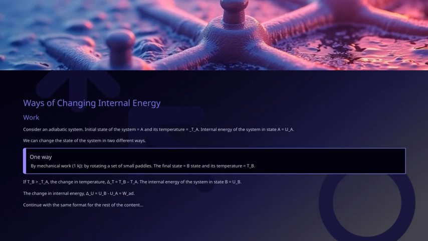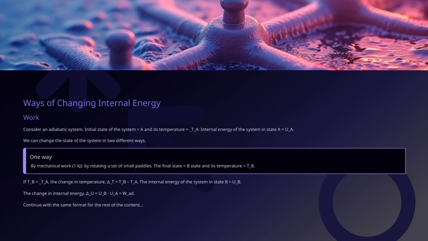Let's look at how the change in internal energy works. The change, denoted as delta U, is simply the difference between the internal energy at state B and state A. So, delta U equals UB minus UA, and in an adiabatic process, this change is equal to the work done on the system, W_ad. Now, if the temperature at state B, TB, is greater than at state A, TA, then the temperature change, delta T, is TB minus TA. This temperature change reflects the energy added or removed from the system. The internal energy at state B is represented as UB, which depends on that new temperature TB.